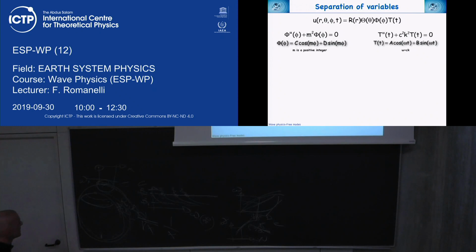What is important is that along a circle here, we have an integer number of cosine and sine. We cannot break it. There is no discontinuity at some point of the Earth over that. It's the phase that is going over. That's why m will always be an integer number.